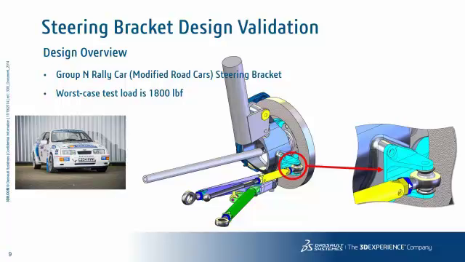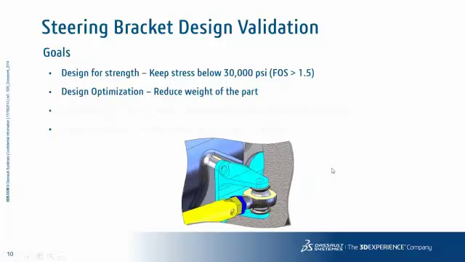So that's the geometry that I have today, and we're going to start off with really two goals. Let's look at the geometry and design for strength. Now specifically, since I'm really interested in keeping this thing lightweight, we're going to maybe cut it a little close, but I'm going to go for a factor of safety of 1.5. All right? So keep the stress below 30,000. I'm going to start off by using 6061 aluminum, hence the 30,000. And then also, if I see an opportunity to reduce the weight, let's go ahead and take it.